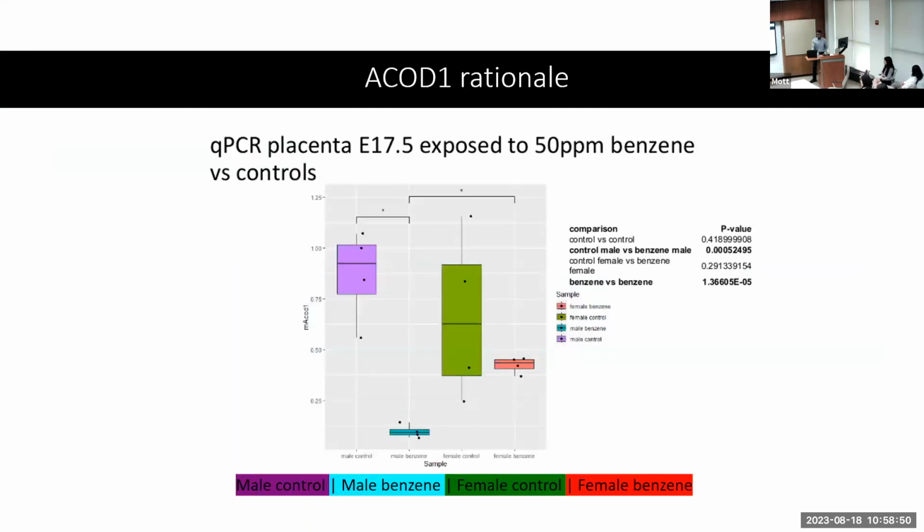We used ACOD1 because the Moore lab did RNA sequencing and found there's significantly more ACOD1 in males and females exposed to 50 ppm of benzene than in the controls without benzene exposure.